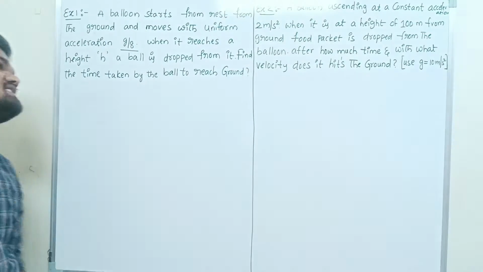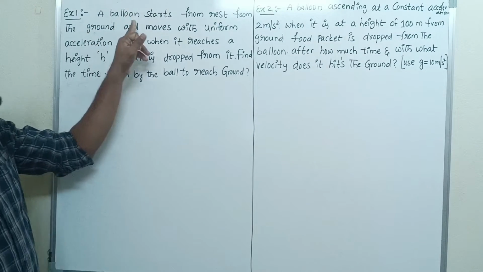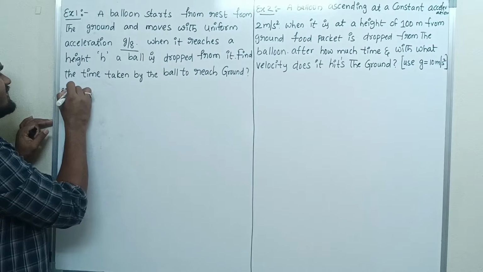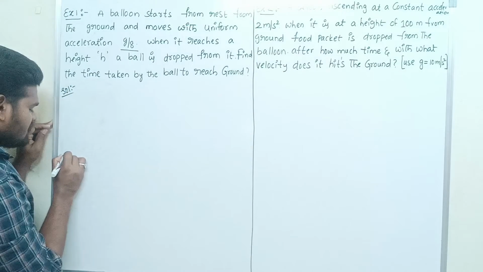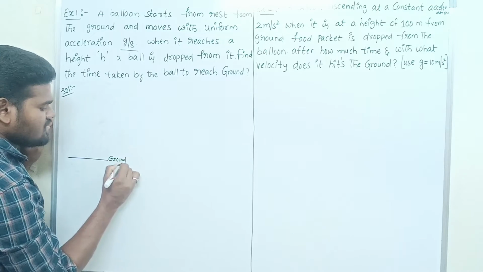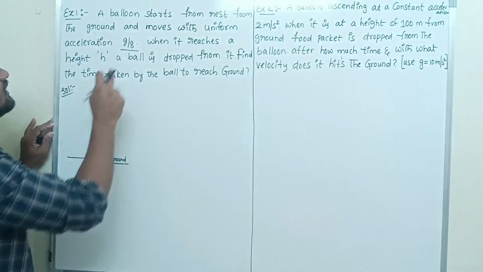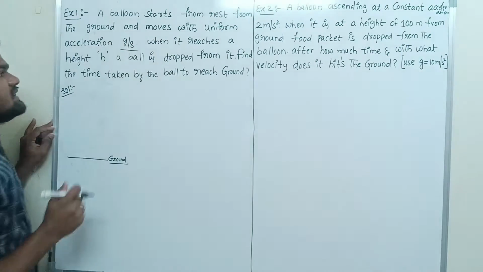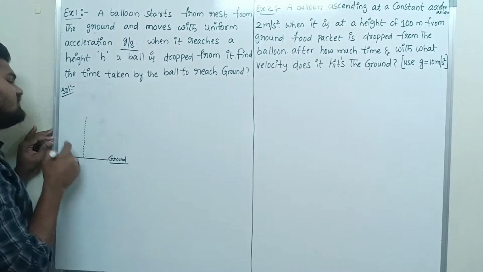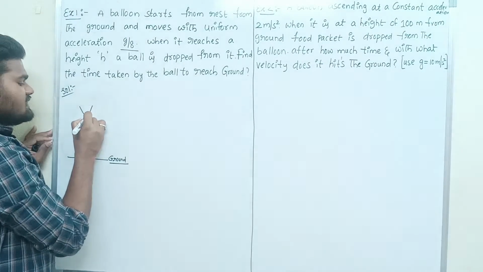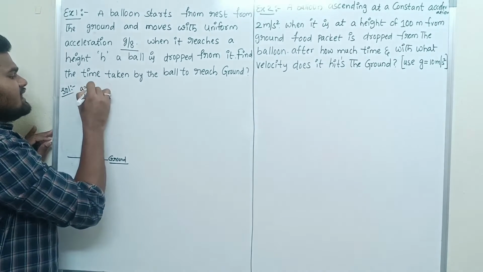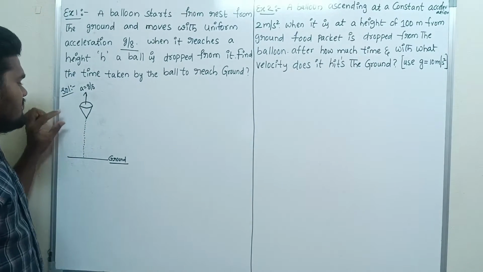Okay. So have a look. What is the first question they have given? A balloon starts from rest from the ground. I'm just going to draw the diagram using the given question. So a balloon starts from the ground at rest. That means the initial velocity of the balloon is equal to how much? 0. And it moves with a uniform acceleration g by 8. So this balloon starts from the ground at rest and starts moving in an upward direction with acceleration a is equal to g by 8. So this is the uniform acceleration of the balloon.